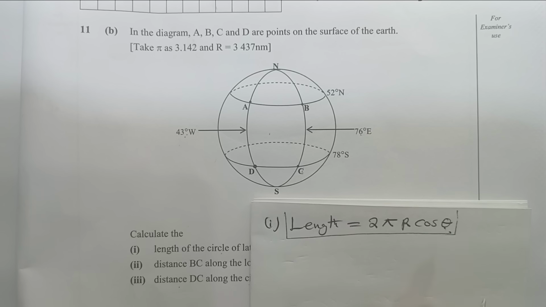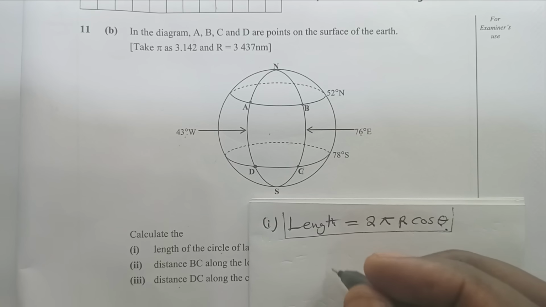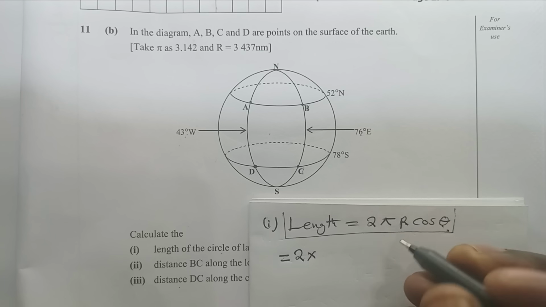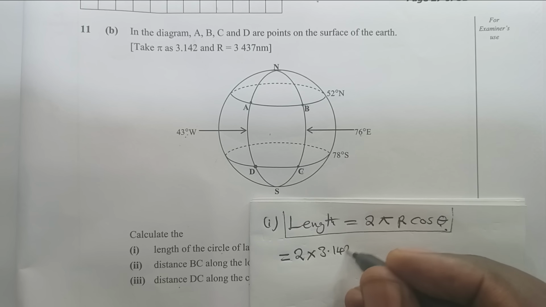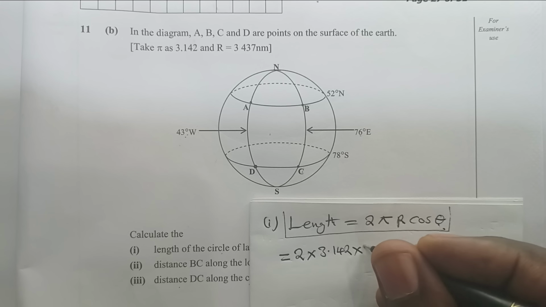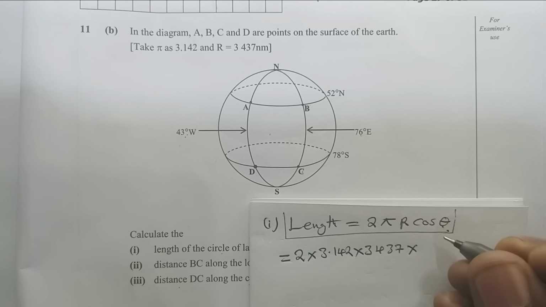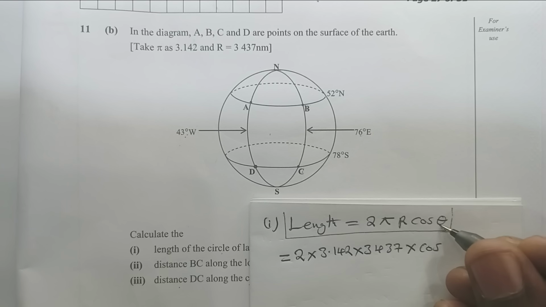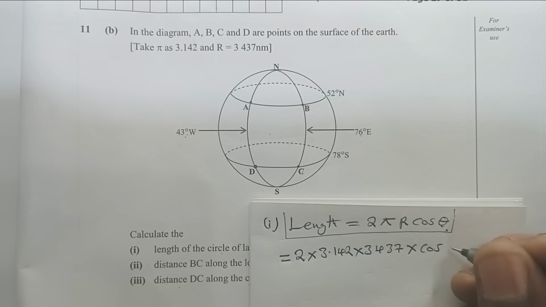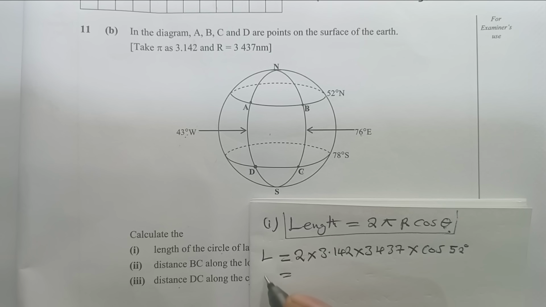And from here, we are going to simply get the information that has been given here and substitute into the very formula. So we are saying length is equal to 2 multiplied by the pi, which has been given as 3.142, times the radius, which is in nautical miles, has been given as 3,437, then multiplied by cos theta. In our case, the theta is being represented by the latitude of 52 degrees. So this is what we are supposed to do. Remember, this is about length.